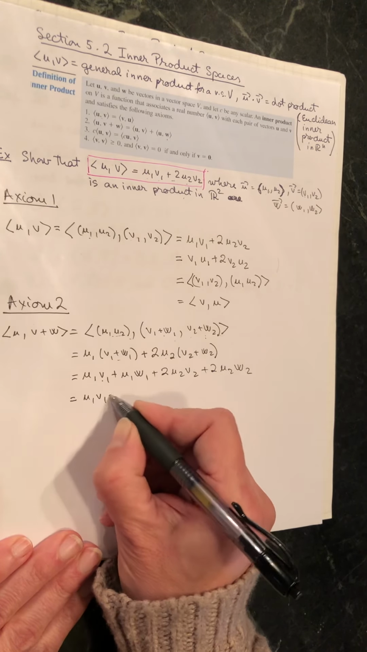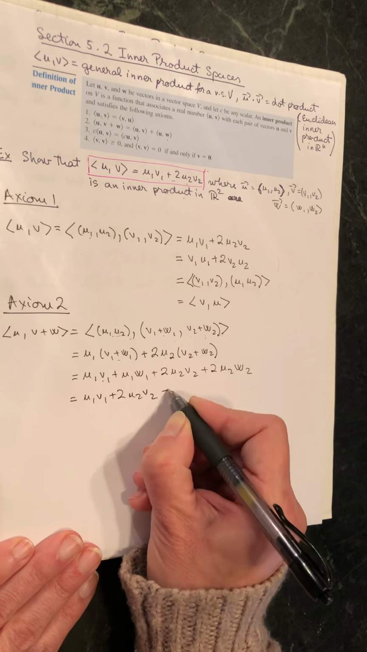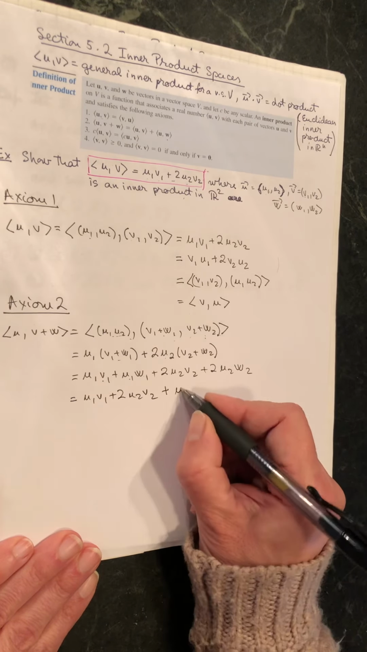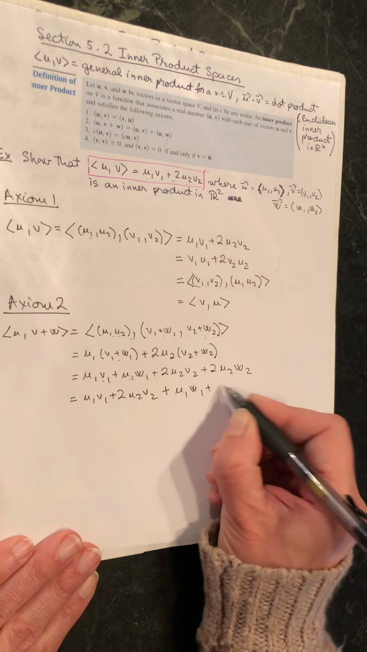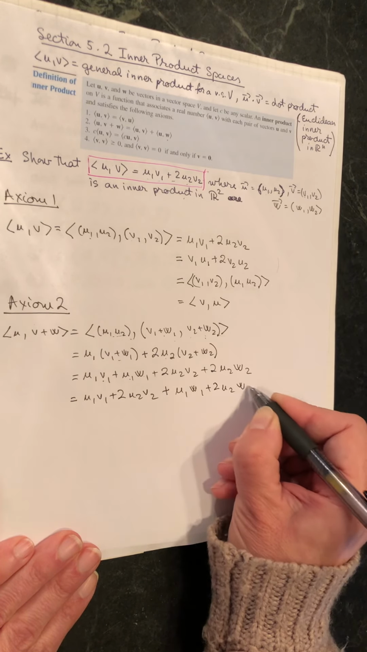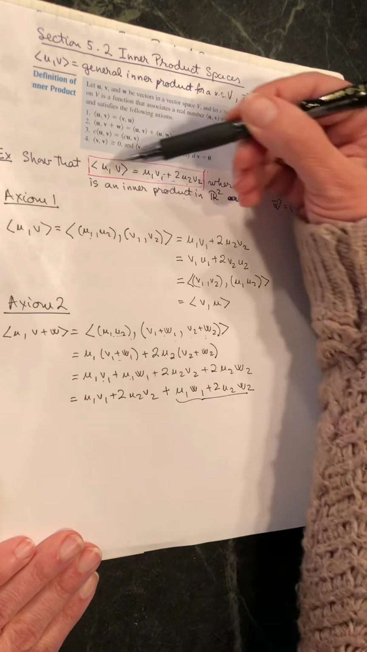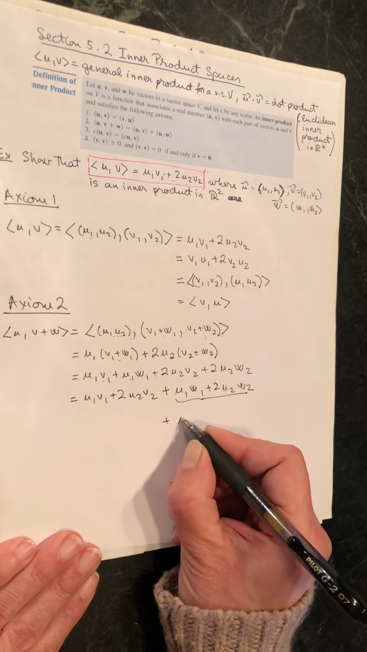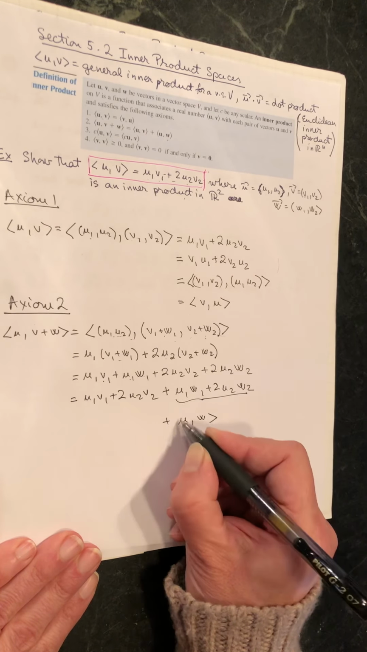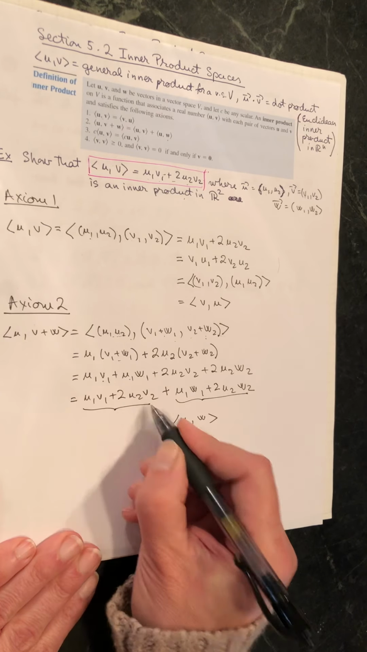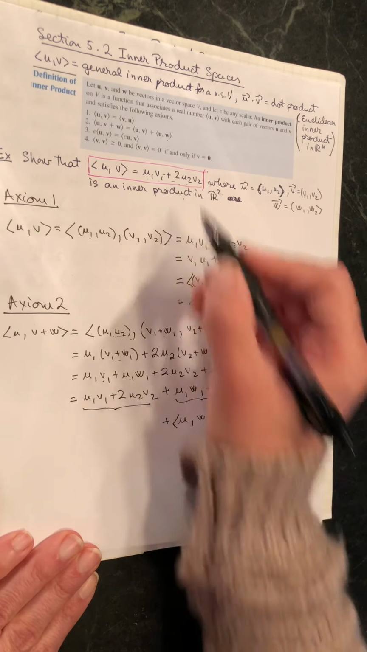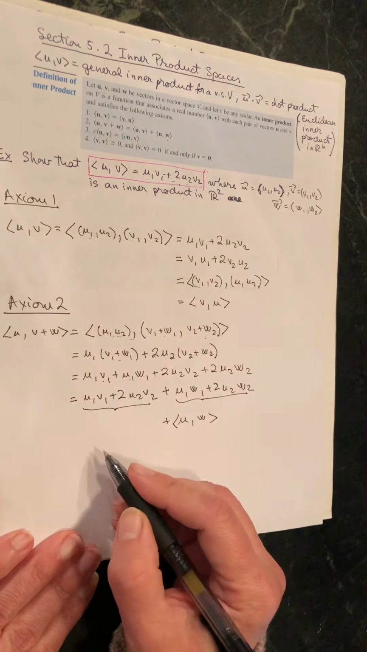Now I'm going to pull this apart into the components for u and v: u1v1 plus 2u2v2, plus u1w1 plus 2u2w2. This here is the definition of the product of u and w, so this is the product of u and w. This here is the definition of the product of u and v. So I showed that axiom 2 holds, and I showed that axiom 1 holds.